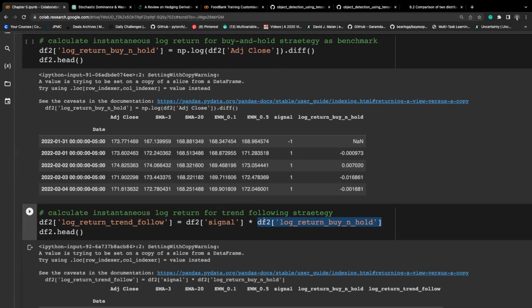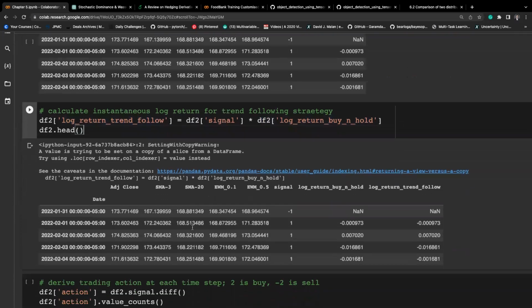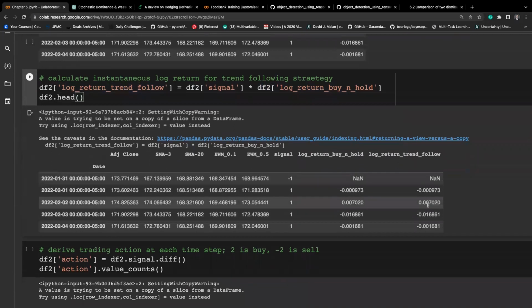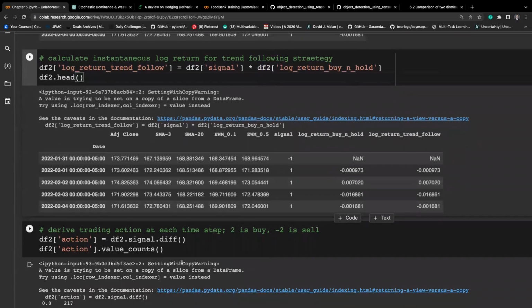So this captures the final profit for each period using the trend following strategy, and we name it the log returns for the trend following. All right, so let's print out the first few rows, and we see that it's here. So that's the basic calculation scheme, and we can calculate the resulting trading actions.